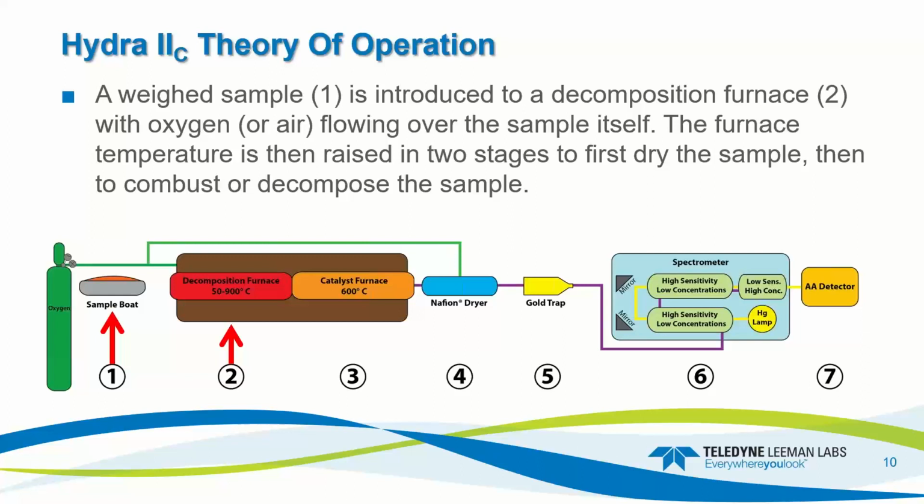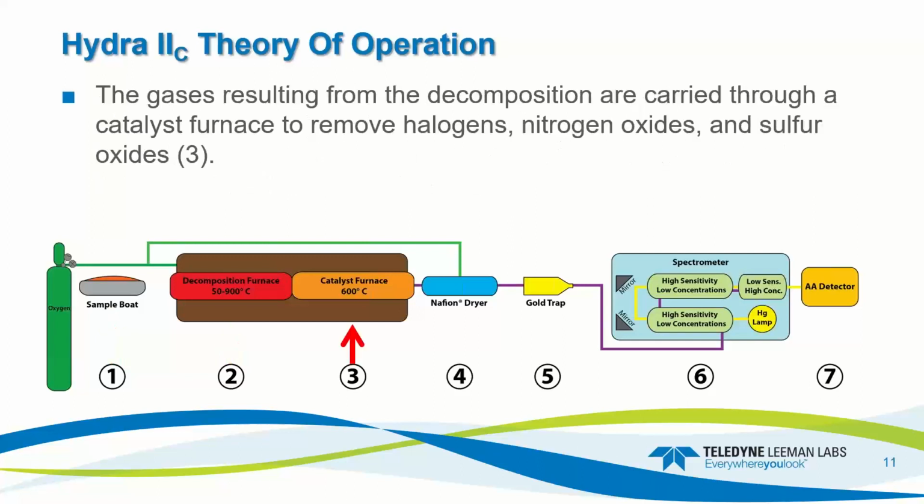Once the injector is closed, oxygen will flow over the sample itself. Then the furnace temperature is raised in 2 stages, first to dry the sample, then to combust or decompose the sample. The gases resulting from the decomposition are carried through the catalyst furnace, which removes halogens, nitrogen oxides, sulfur oxides, known interferences.